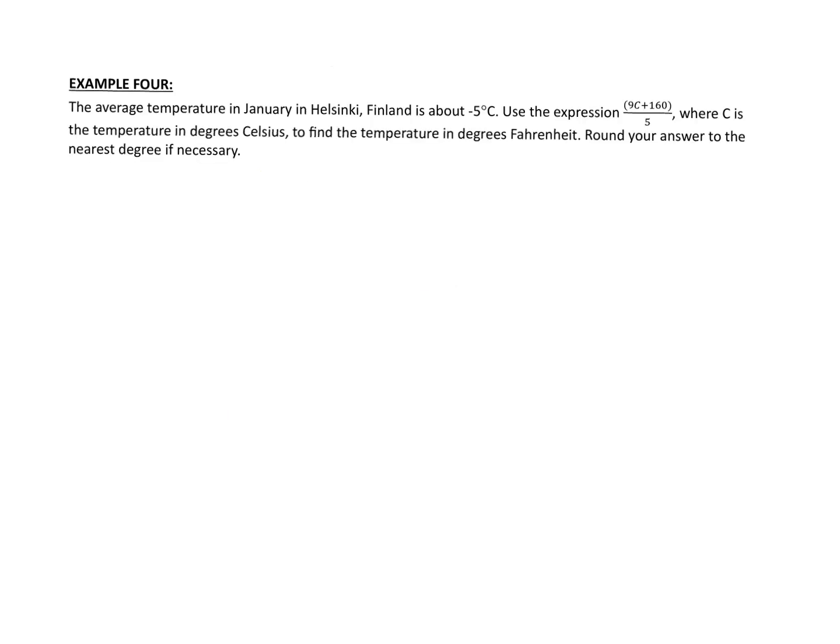All right, we have one more problem. It says the average temperature in January in Helsinki, I don't know if I'm saying that correctly, but Finland, is about negative 5 degrees Celsius. So that's the average temperature. I'm just going to kind of highlight those. It says use the expression, and here's an expression, 9C plus 160 divided by 5, where C is the temperature in degrees Celsius. So that's what that C stands for, the temperature in degrees Celsius. We want to change it to degrees Fahrenheit.